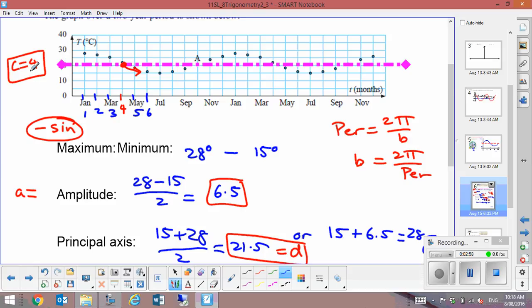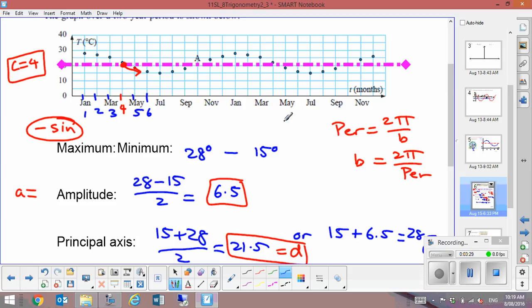Our C value is a shift, so we've got to think how far has it shifted across. We've got January, February, March, etc. plotted there for time, but for an equation we can't have words, we need to put those into numbers. So each month becomes a number, so January becomes month 1, March is 3. If we look at where that shift is, it's happened in April, so we call that 4. So our C value is 4.